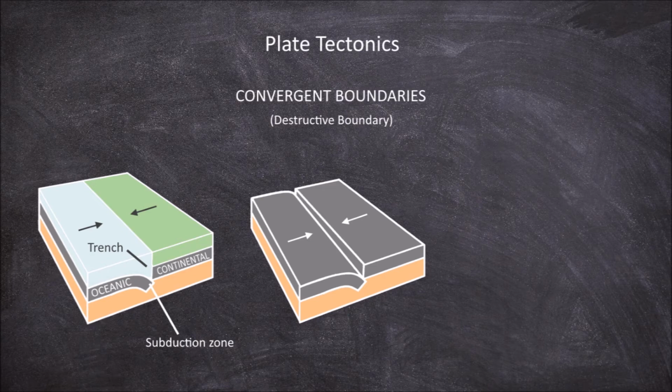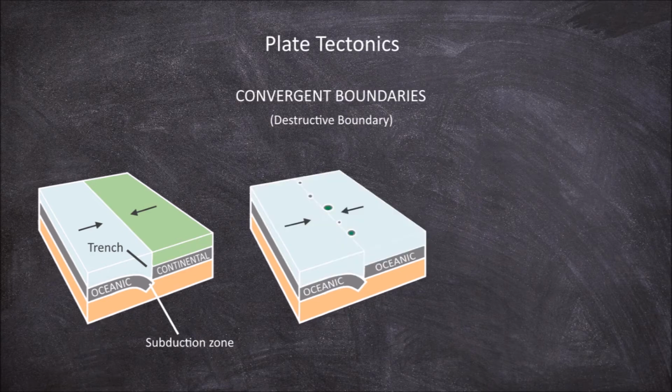Where there is a convergent boundary between two oceanic plates, you also get a subduction zone, where the older, more dense oceanic plate slips below the other plate, causing deep trenches. Magma also rises as the subducted plate moves down. This magma forms chains of oceanic volcanoes.